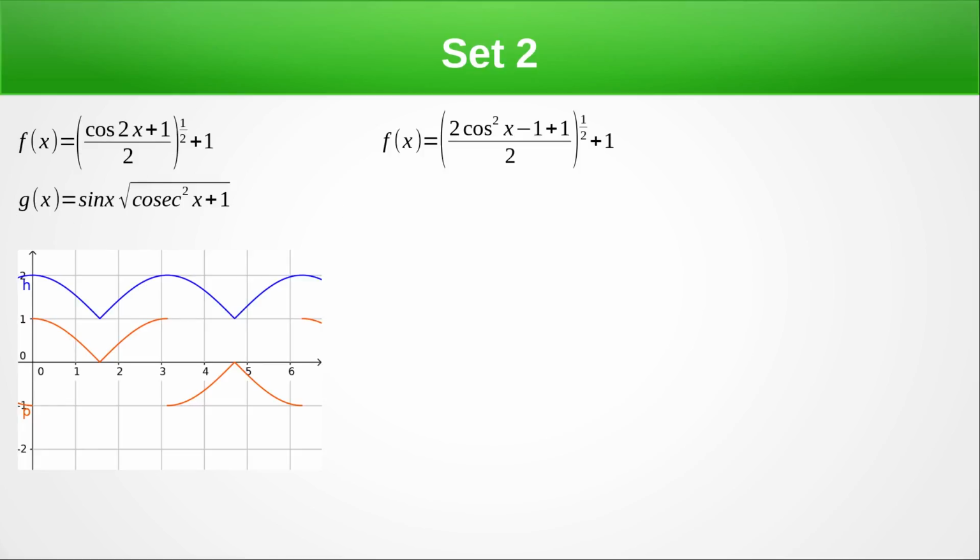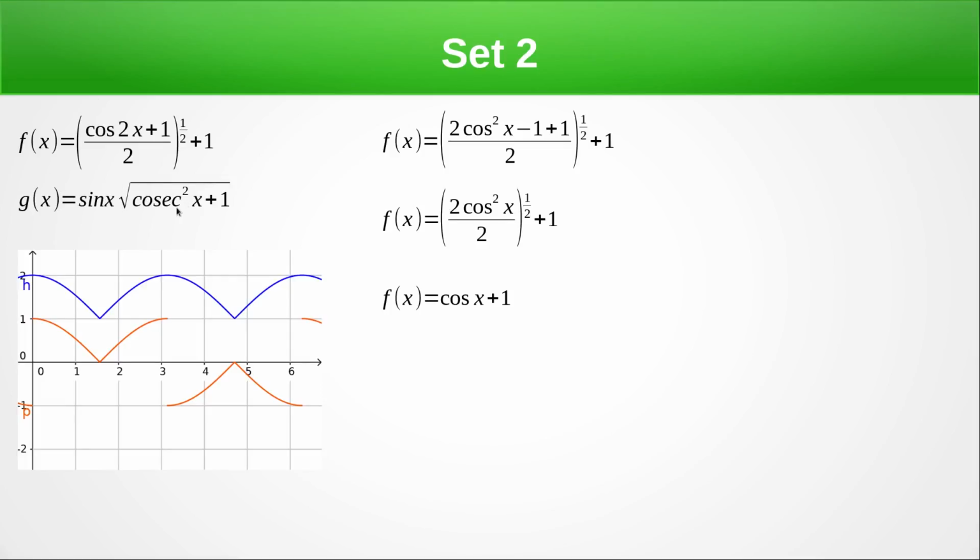So let's look at f of x first. So here we go. The first thing I'm going to do is change cos 2x to 2 cos squared x minus 1, and then we've got the plus 1. These cancel, and then we get this function here. These two will cancel. We're left with cos squared x square rooted, which will be cos x plus 1. Now let's look at this one going over here.